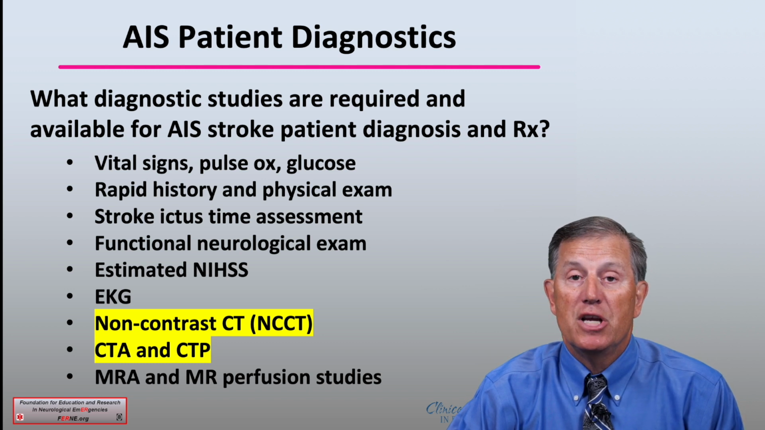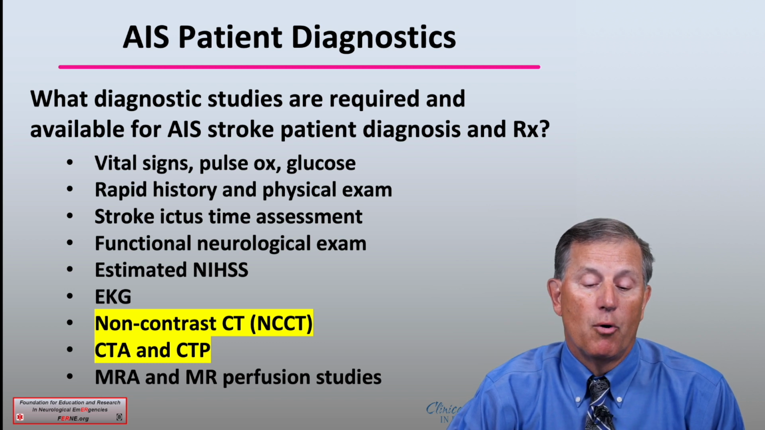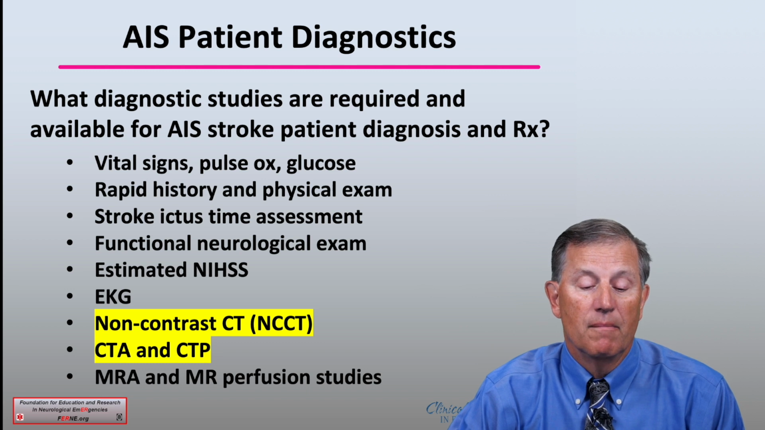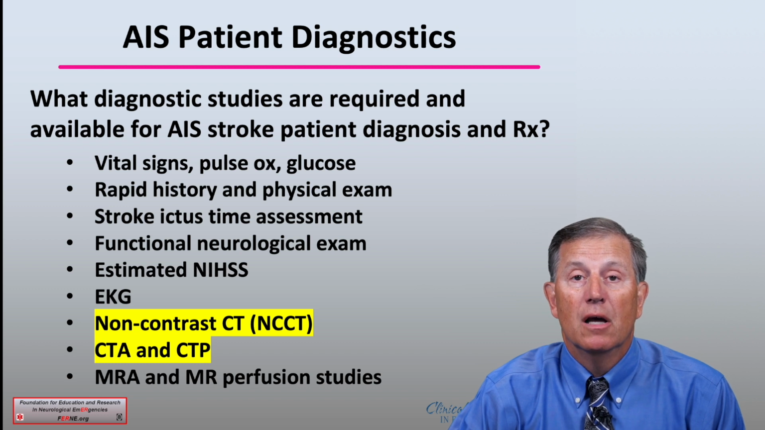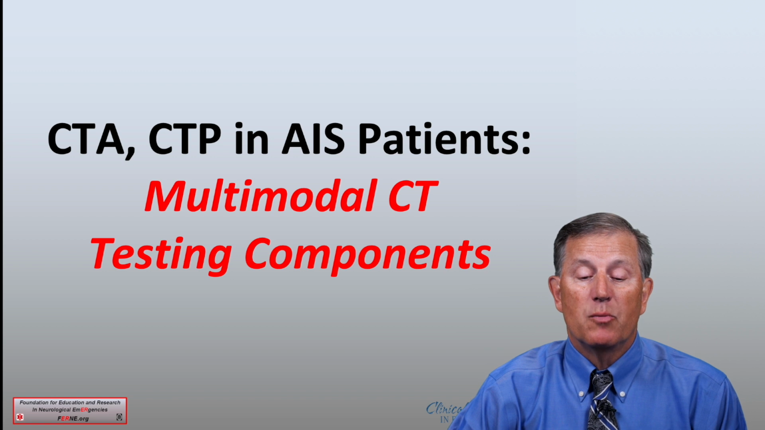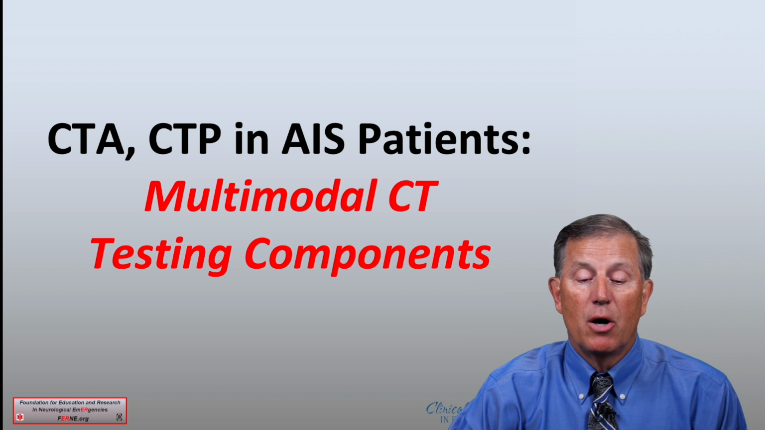We will obtain an EKG to make sure there isn't a concomitant acute myocardial infarction. And most importantly, what we'll discuss today is the use of non-contrast CT and CTA and the CT studies listed here. We understand that MRA and other MR perfusion studies are also an option, but most often these tests are not used acutely because of the time requirements, especially related to the need for acute thrombolytic therapy. When we talk about CT studies, we are talking about multimodal CT testing and its individual components.